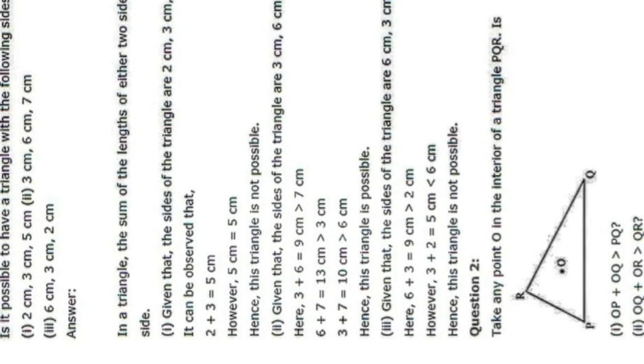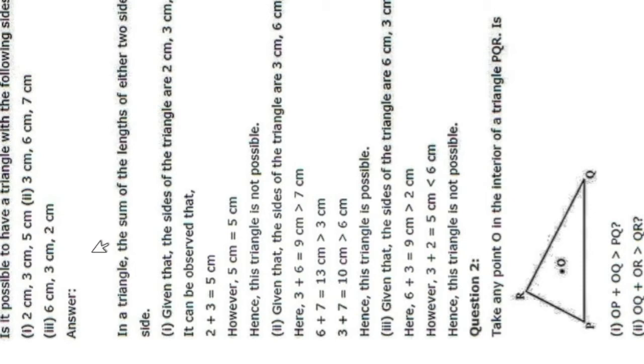Let us start with exercise 6.4, question number 1. Let us see the question. Is it possible to have a triangle with the following sides: 2 cm, 3 cm and 5 cm? You have already studied that the sum of the lengths of any two sides of a triangle is always greater than the third side. Now we have to check by adding two sides of this triangle whether it is greater than the third side or not.